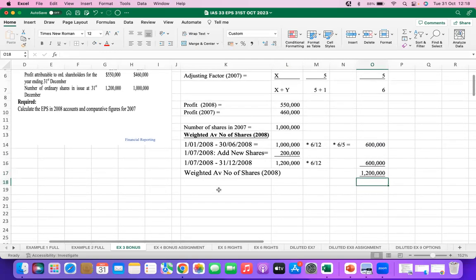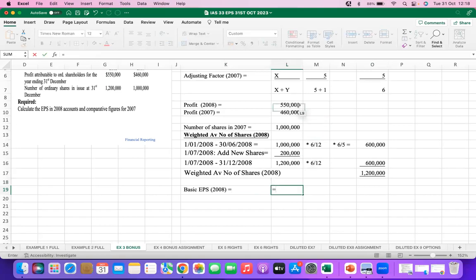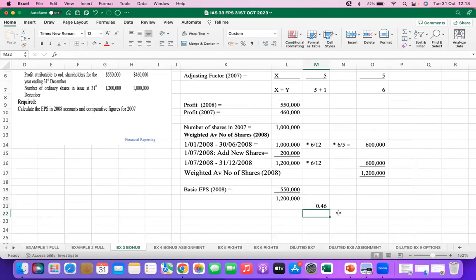This will enable us, therefore, to calculate the basic EPS. The basic EPS in 2008 will be equal to the profit of 2008 divided by the weighted average number of shares in 2008, which gives us $0.446 per share.